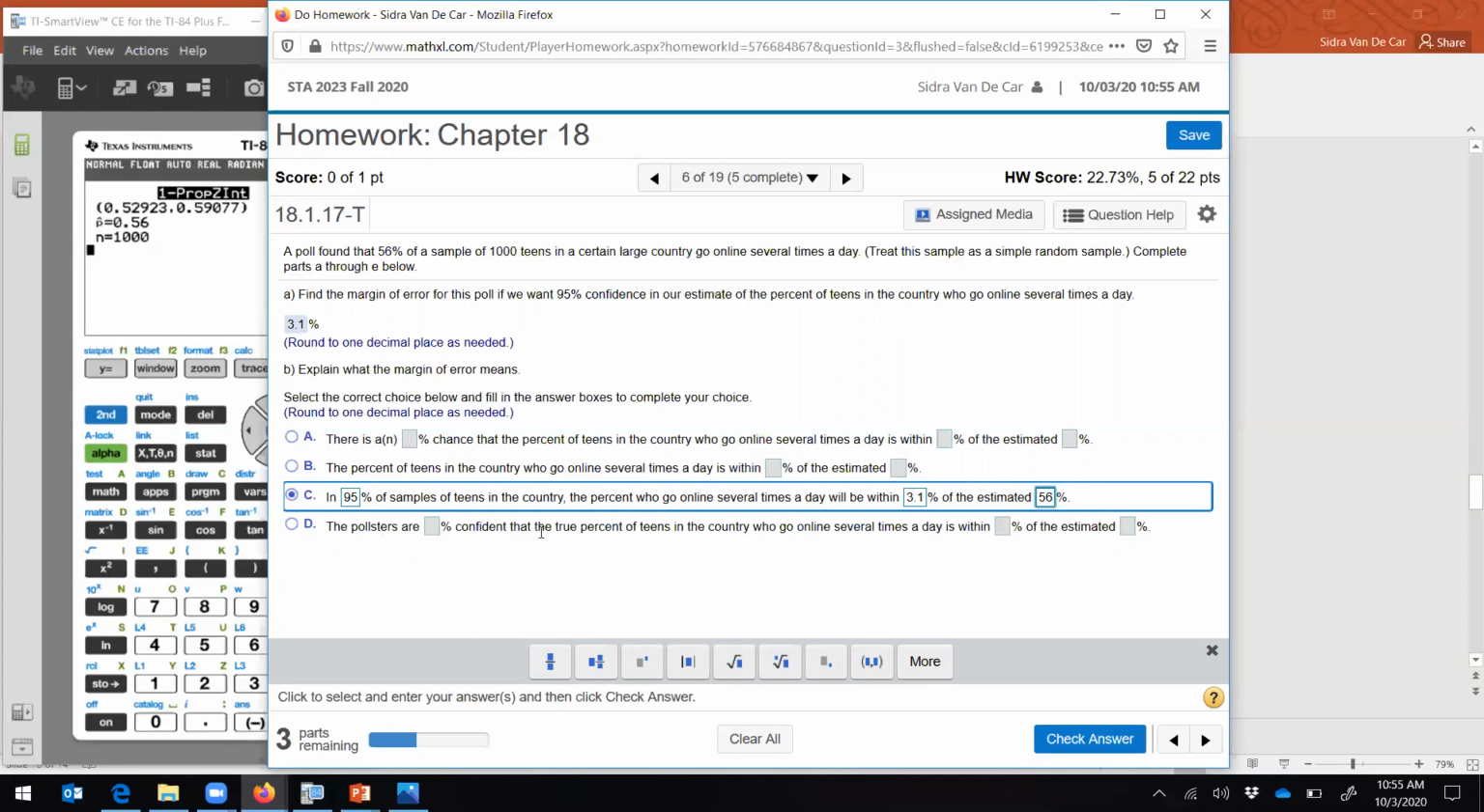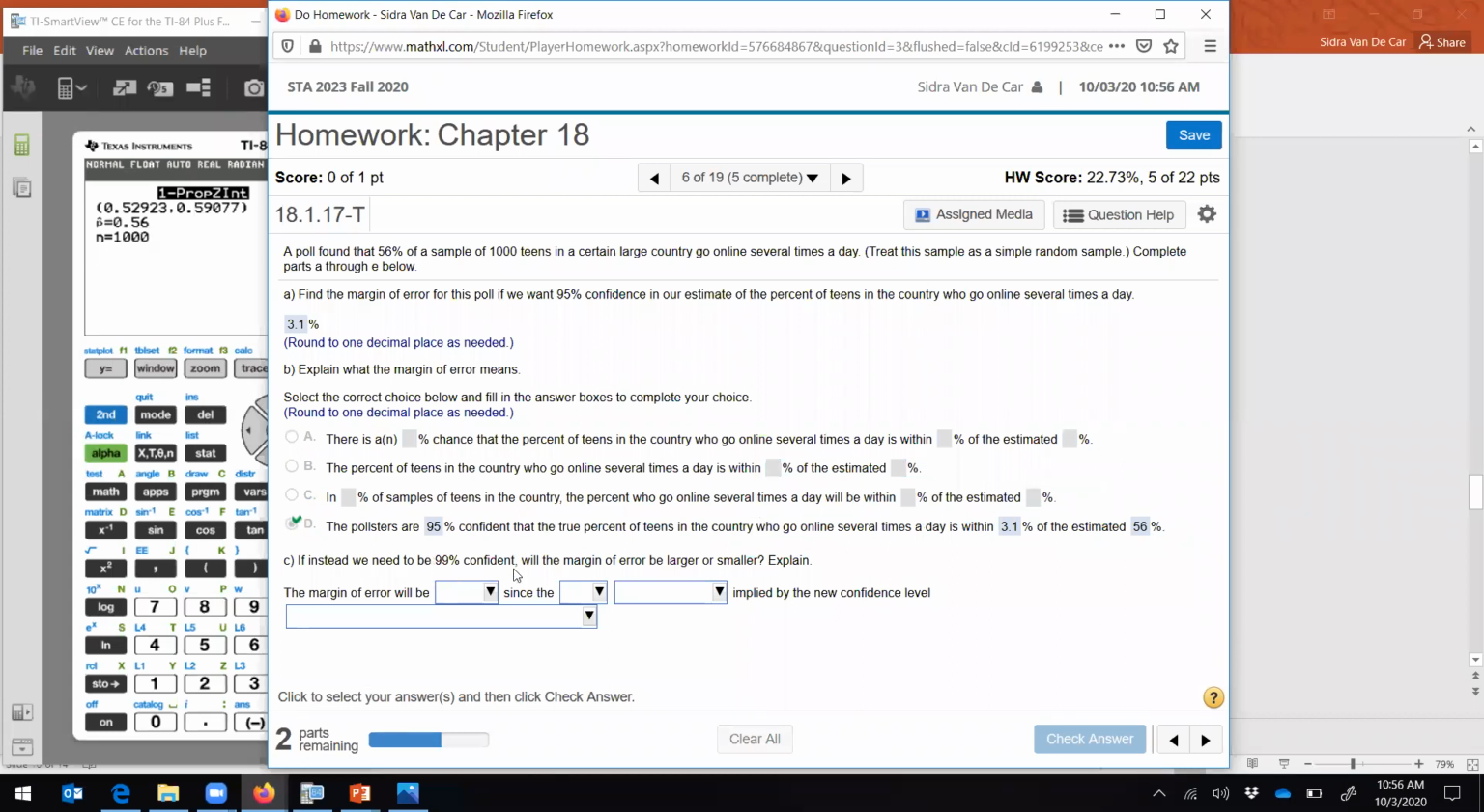Oh, wait. Here we go. The pollsters are 95% confident that the true percent of teens in the country who go online several times a day. All right, because we're trying to estimate the true percent, are within 3.1% of the 56% that we found in the sample. Okay, there we go.